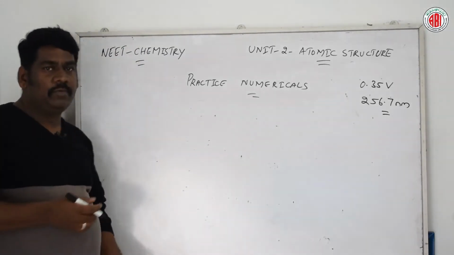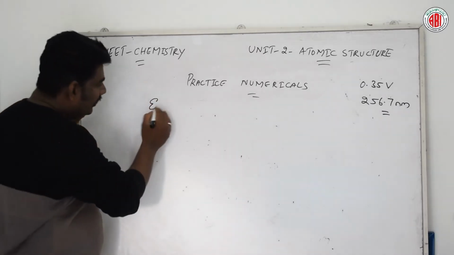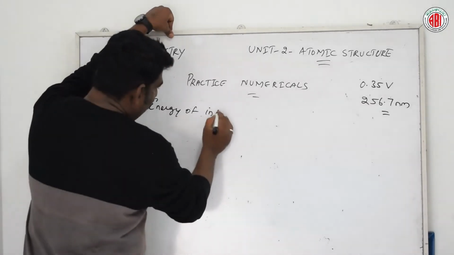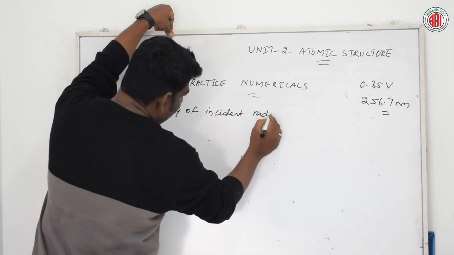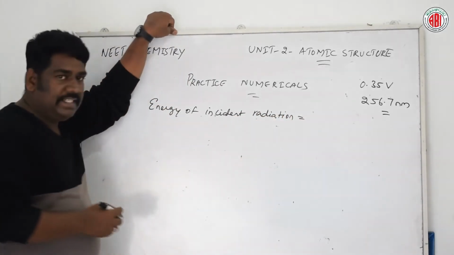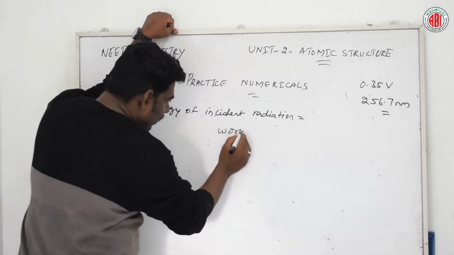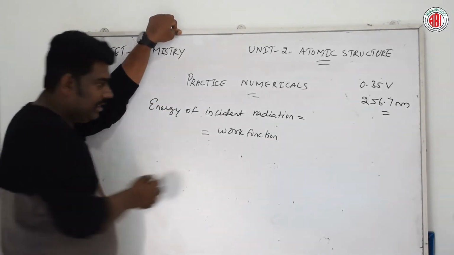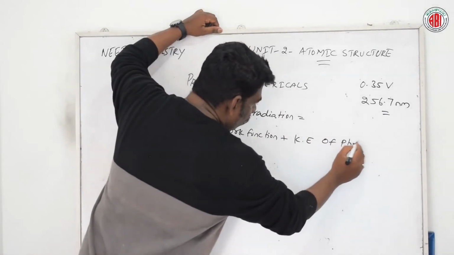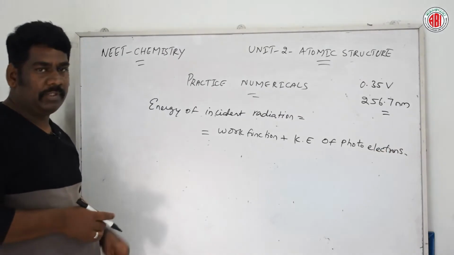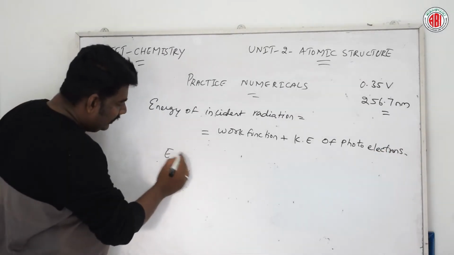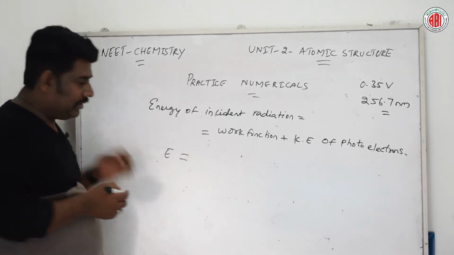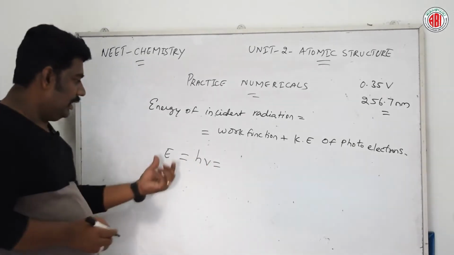To find this work function we should have a formula: the energy of incident radiation is equal to the work function plus the kinetic energy of the photoelectrons. So E, the energy of incident radiation, is equal to the work function plus the kinetic energy of the photoelectron, and that is nothing but E equals hν.